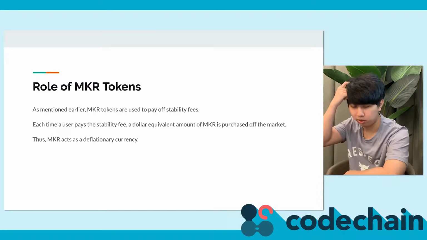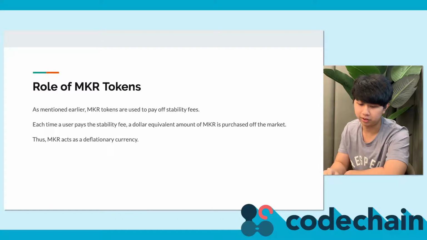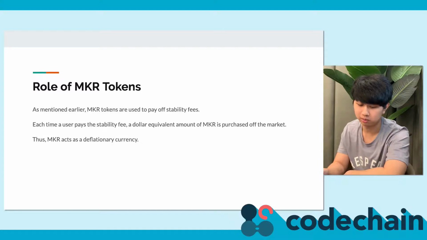So one of the roles of these Maker tokens is that they're used to pay off stability fees, and each time a user pays the stability fee, a dollar equivalent amount of Maker coin is purchased off the market. So Maker acts as a deflationary currency.